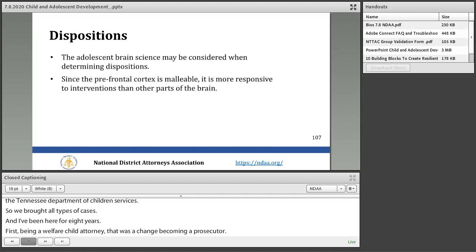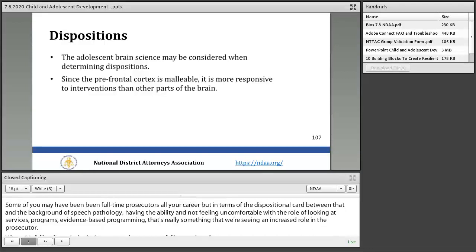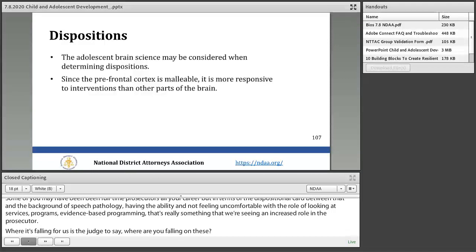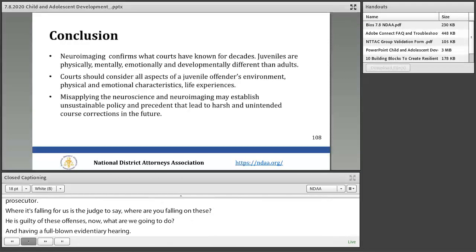But actually, in terms of the dispositional part, between that and the background of speech pathology, having the ability and not feeling uncomfortable with the role of looking at services programs, evidence-based programming, that's really something that we're seeing an increased role in the prosecutor, where it's falling on us for the judge to say, okay, so what do you want to do about this? You know, he's guilty of these offenses. Now what are we going to do? And having a really full-blown dispositional hearing.